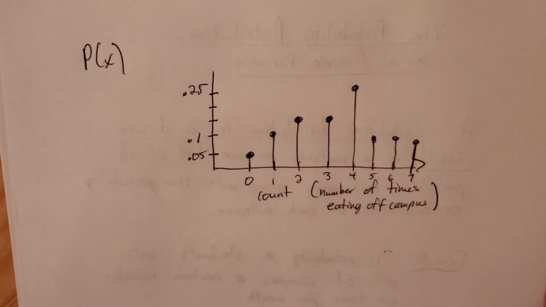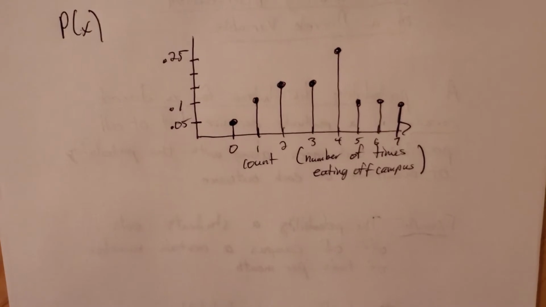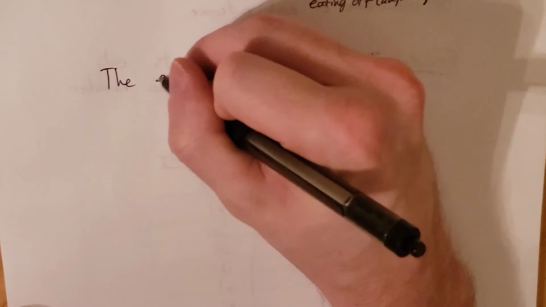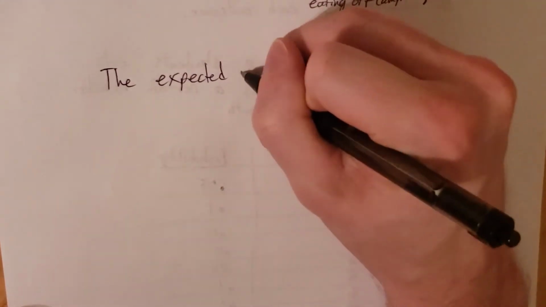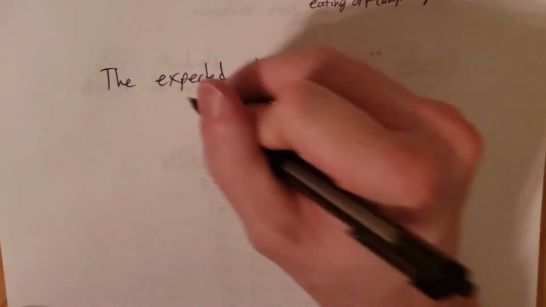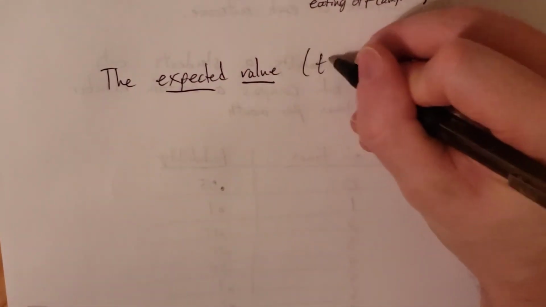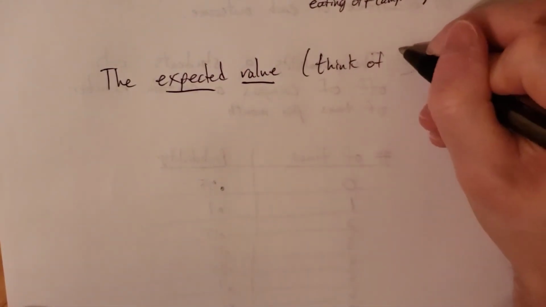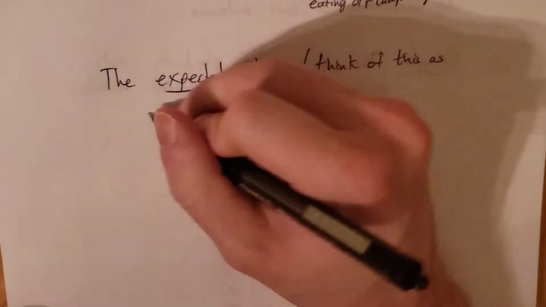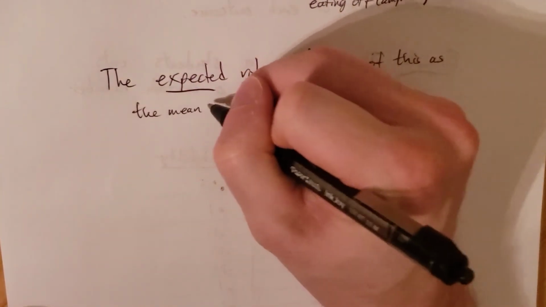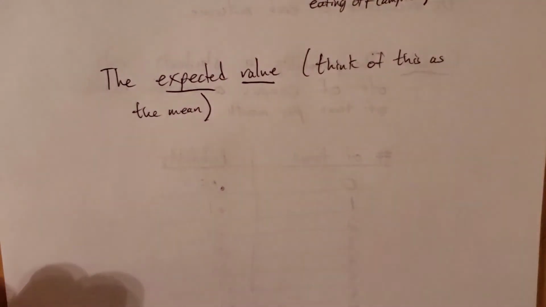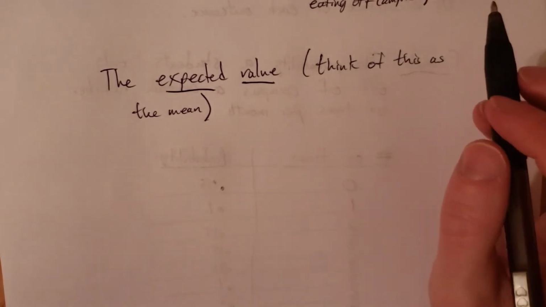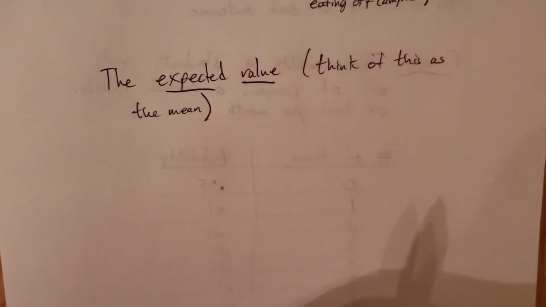Okay, now let's take a look at calculating some things related to that. And the first thing that we're going to calculate is the expected value. Now, the expected value you can think of as the mean. It's not technically the mean. This is something different because we have to calculate it in a different way. But in this scenario, you can kind of think of it as the mean of this situation.